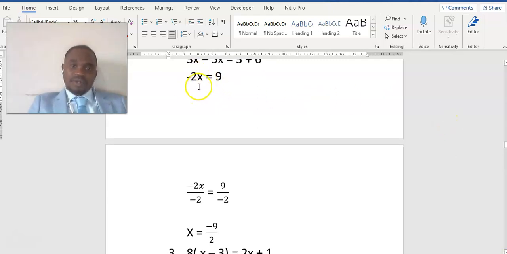The next thing that we are going to do is we need to transpose this minus 2. It's multiplying x. So what do you do? You divide. So you divide here by negative 2, and this side also by negative 2.